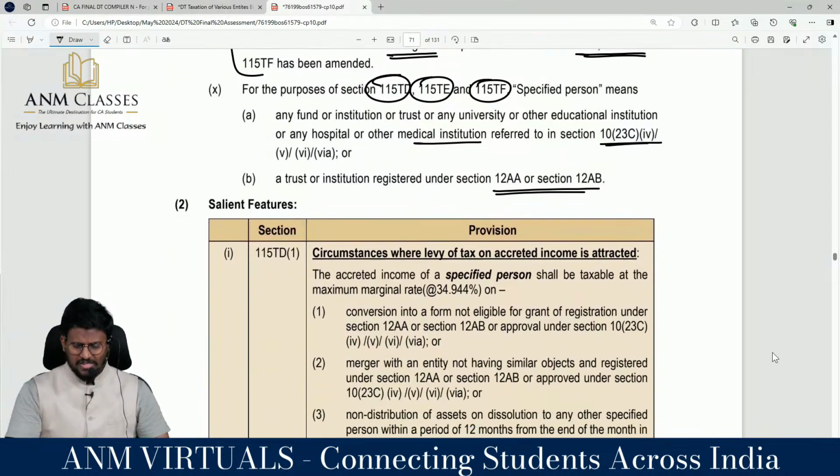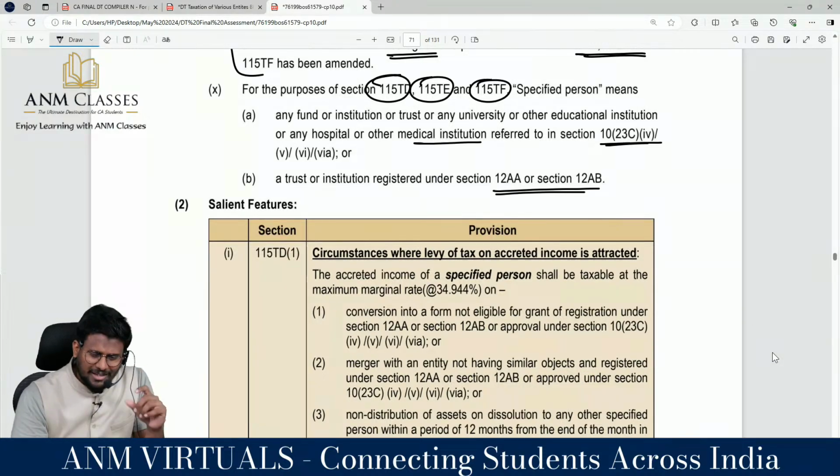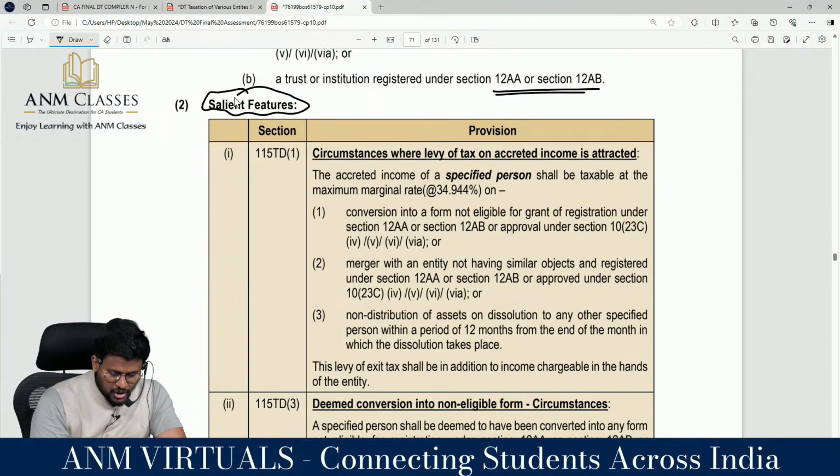My dear lovable students, this is the background. That means after you set up a charitable trust and claim exemption under the Income Tax Act, if you are cheating the government, then you are liable to pay a tax called exit tax. This is what we are going to discuss. What are the salient features?